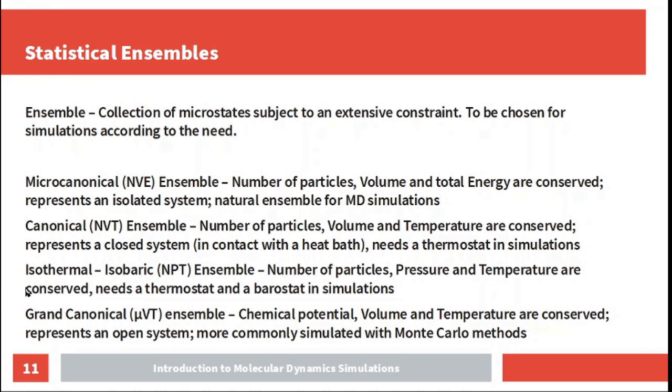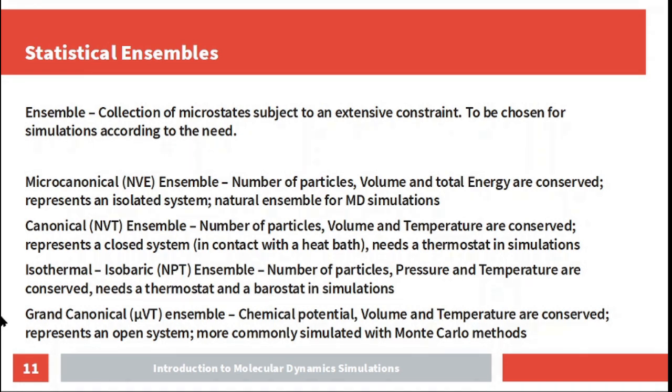The next one we can talk about is isothermal isobaric ensemble, that is NPT, and here number of particles, pressure and temperature are conserved. And just as NVT ensemble needs a thermostat, this also needs a thermostat, and in addition it also needs a barostat, which would keep the pressure constant in the simulation.